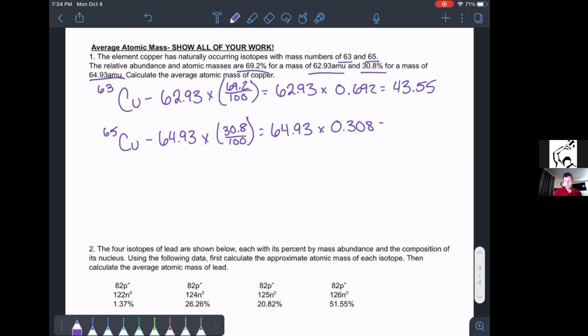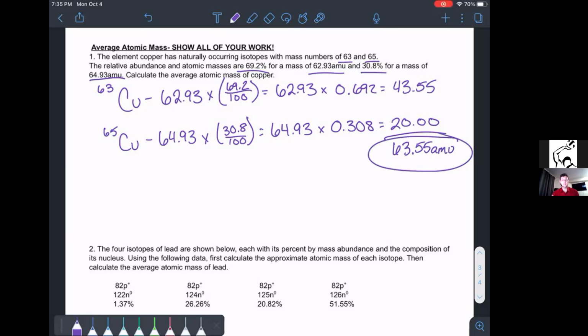When we do this multiplication, we get 43.55 and we get 20 for our two masses. But remember, neither one of those is in between 63 and 65, and our average has to be in between those. So when we add those together, we end up with 63.55 AMU.